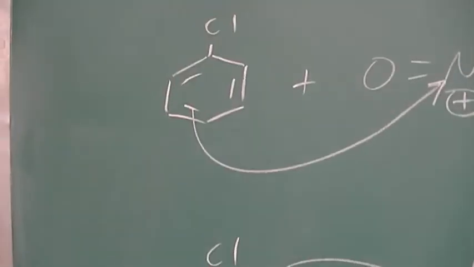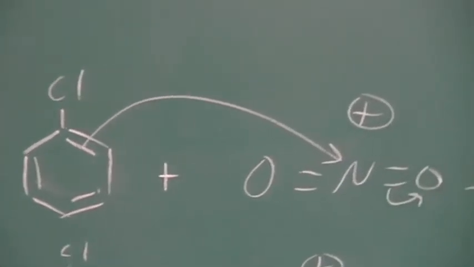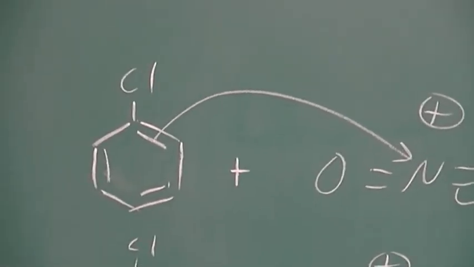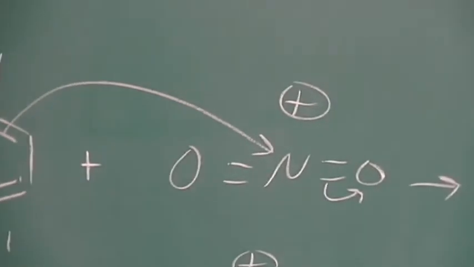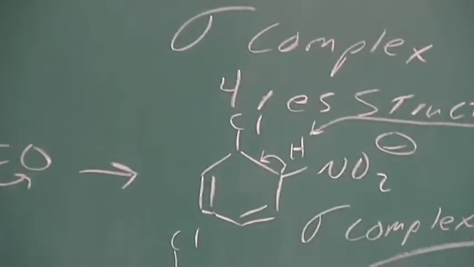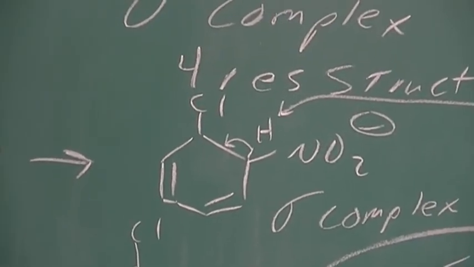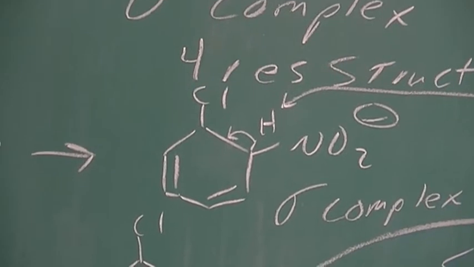Alright, and so we showed the para, now we're going to show the ortho. Alright, and when we do the ortho, we do the same thing. The pi bond attacks the positive nitrogen, electrons go to the more electronegative oxygen, and you have your nitro group in the ortho position to the chlorine.